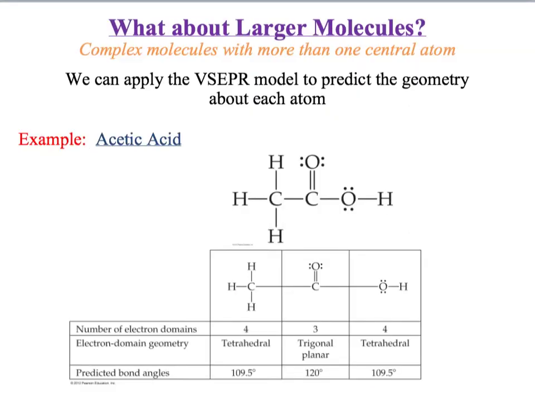You could encounter larger molecules, or molecules with more than one central atom. To identify the geometries, just look at one central atom at a time. Here we look at this carbon, then this carbon, and then this oxygen. You can see how it's broken up, and each one has its own geometry.